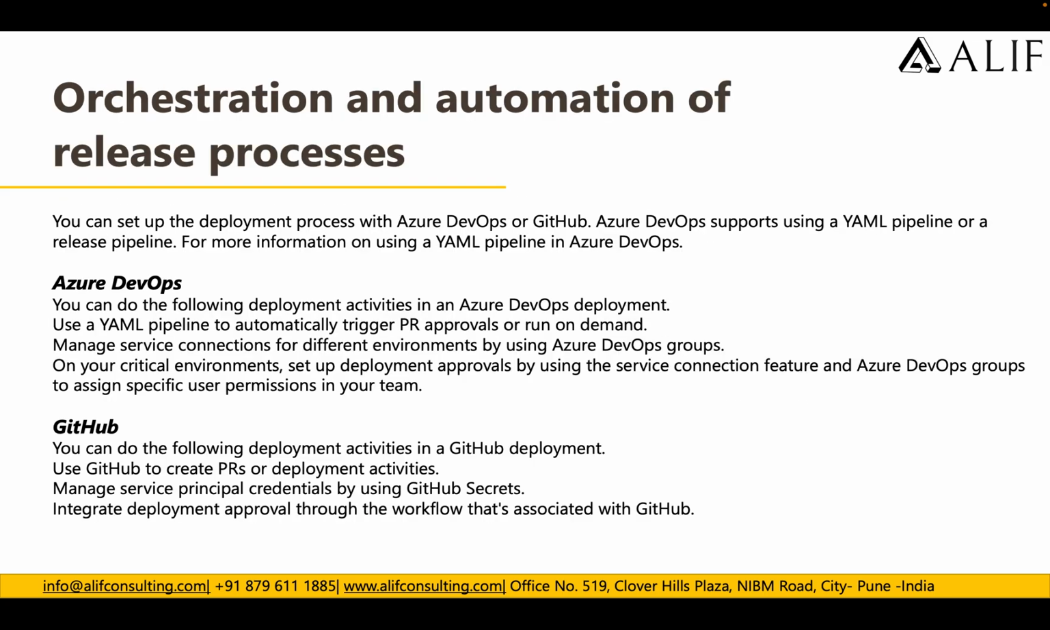Orchestration and automation of the release process. So you can set up the deployment process with Azure DevOps and GitHub. Azure DevOps supports using a YAML pipeline or release pipeline, right? And we have actually two methods. Either we can use Azure DevOps to do the deployments, or we can use GitHub to do the deployment. So with Azure DevOps, we can have a YAML pipeline created to automatically trigger as soon as PR approval happens or run on demand. And for GitHub, we can use GitHub to create the PRs and deployment activities, and manage the service principal credentials by using GitHub secrets.